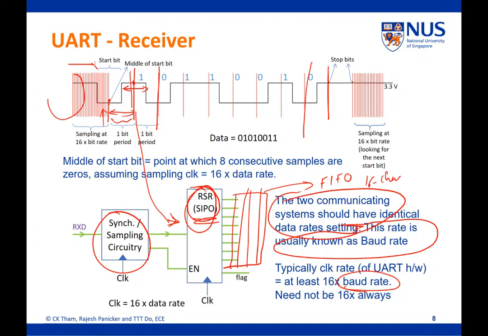Again, parity, the number of parity bits used should be the same on both sides. If the transmitter is using a parity, the receiver should be expecting it. And same goes for the number of stop bits. Okay? The number of stop bits expected by both parties should be the same.